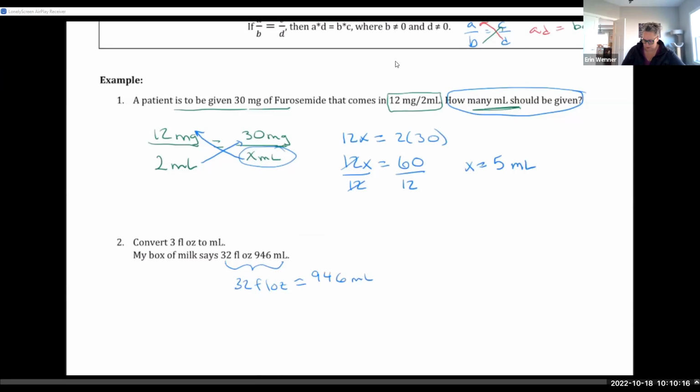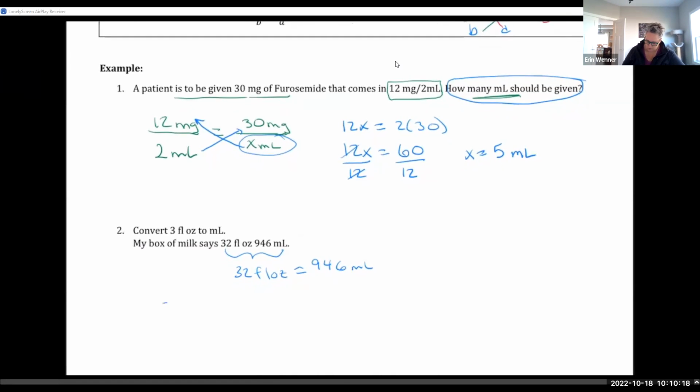So if we use our conversion factor that we know, which is 32 fluid ounces over 946 milliliters, we can set up a conversion, which says, again, we have fluid ounces on top, so we have to have fluid ounces on top on the right-hand side. And if we have milliliters on the bottom, we're going to have milliliters on the bottom over here. So plugging in the 3 fluid ounces, which is the amount that we know and we want to convert to milliliters, we can put our X down here.